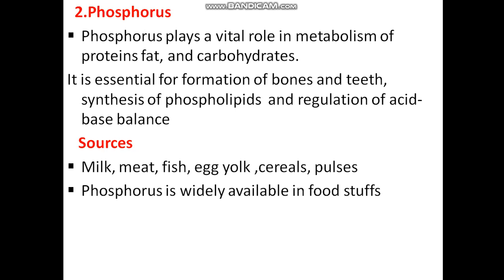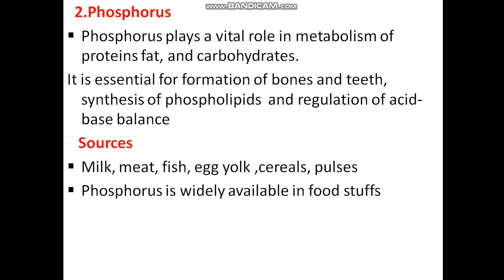The second mineral is phosphorus. Phosphorus plays a vital role in the metabolism of protein, fat, and carbohydrate. It is essential for the formation of bones and teeth, synthesis of phospholipids, and regulation of acid-base balance.